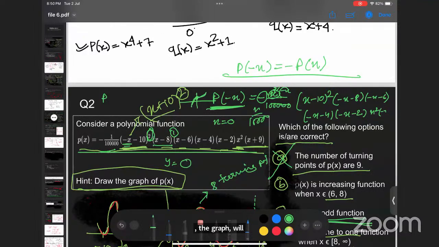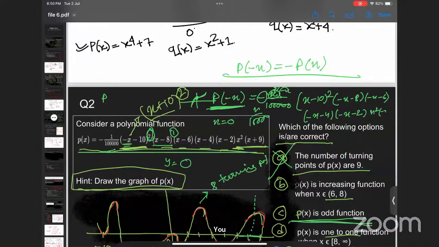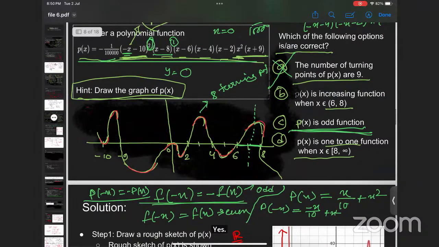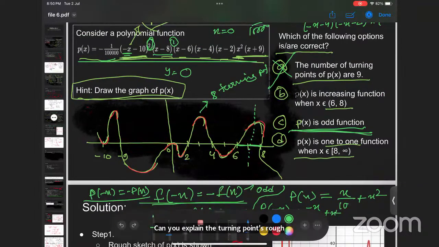Can you explain the turning points of the graph? Turning point, I think I have already explained. These are the turning points. Let me use another color. So these are the turning points for the graph. These are the turning points. These are the U shapes.